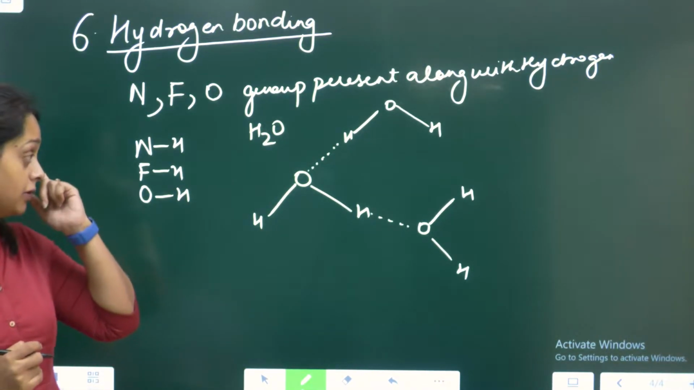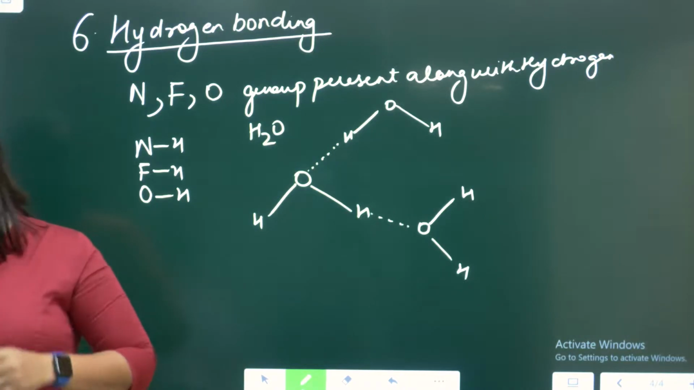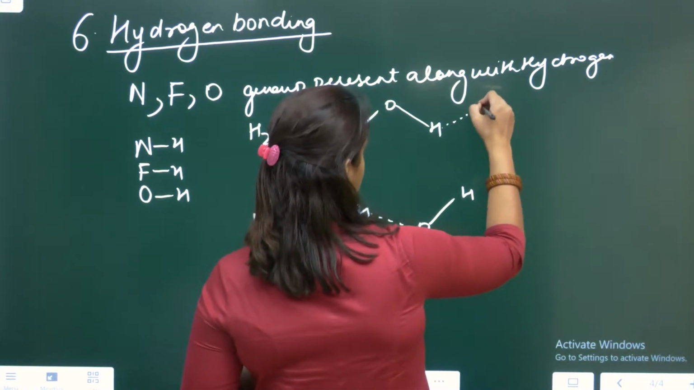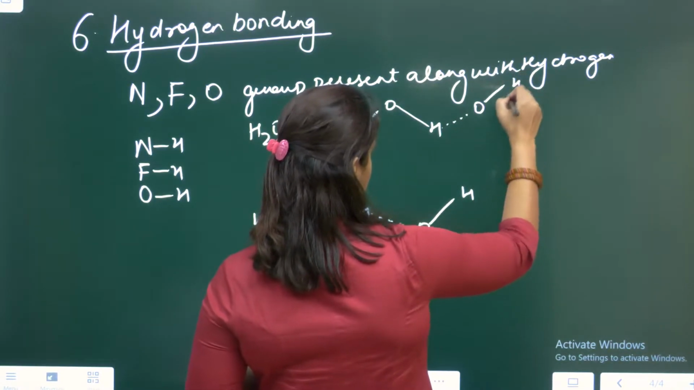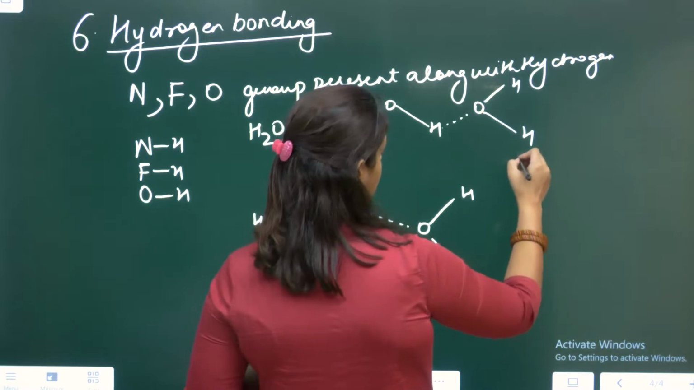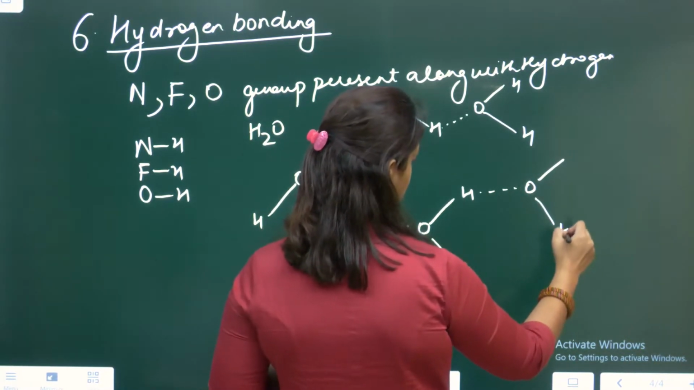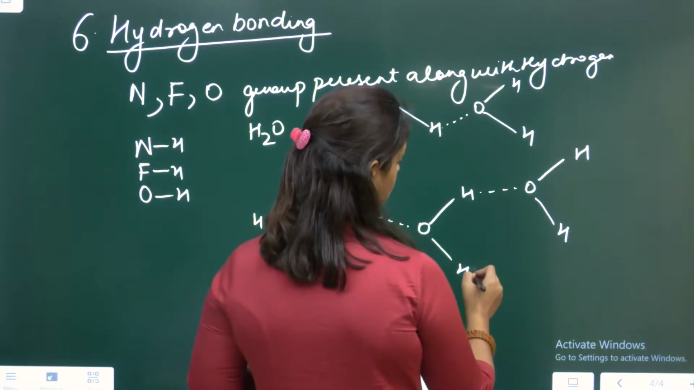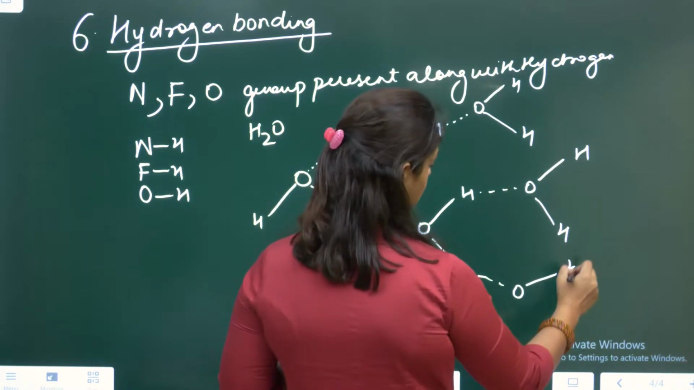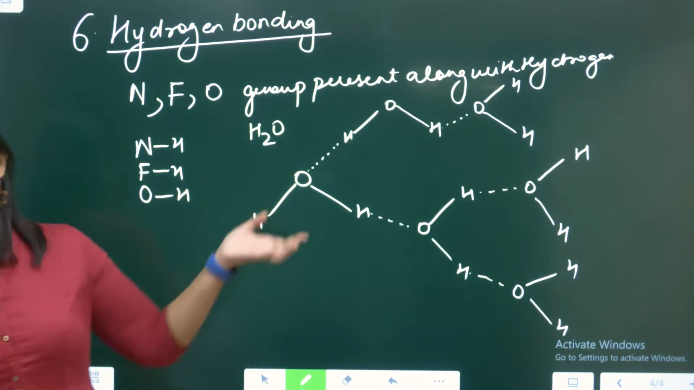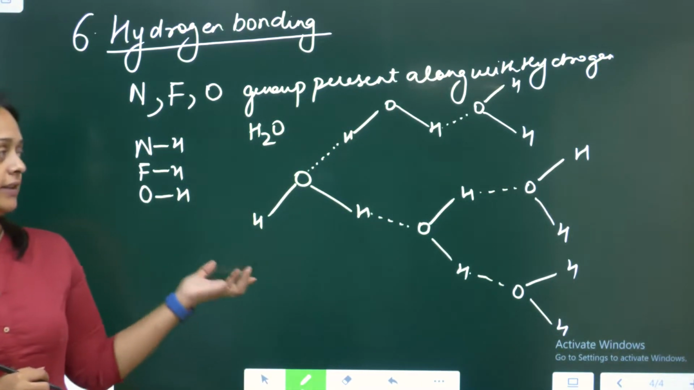Clear? What about you, Karan? So this chain can go on: O, H, H, O, H, H, O, H, H. This chain can go on. This is how hydrogen bonding is present.